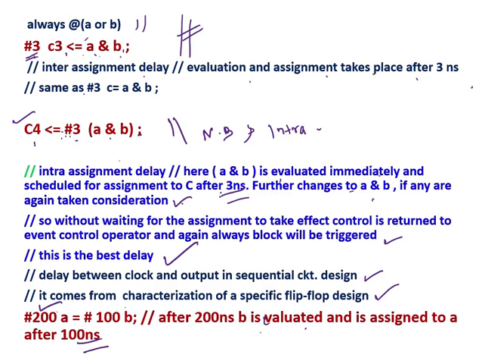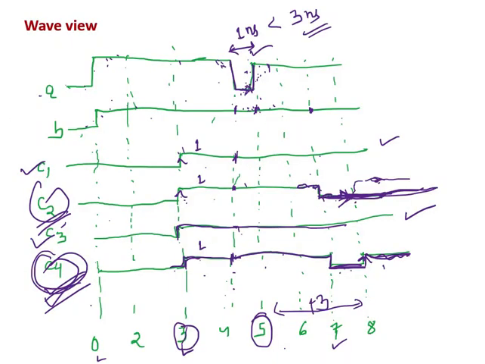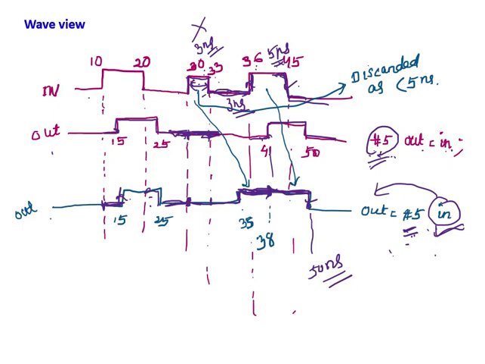B is evaluated after 200 nanosecond. Once B is evaluated, it will be assigned to A after 100 nanosecond. So in total it will be 300 nanosecond. At 300 time step, A will get the B value. This is how it works. So this is all about inter-assignment and intra-assignment delay, and I hope that you guys understood.